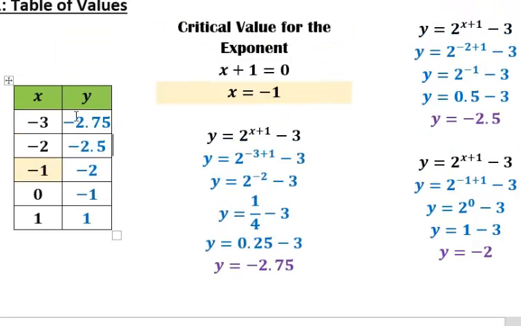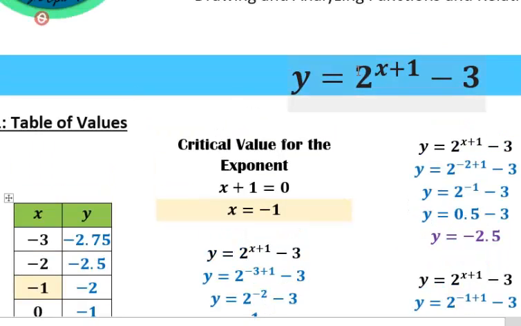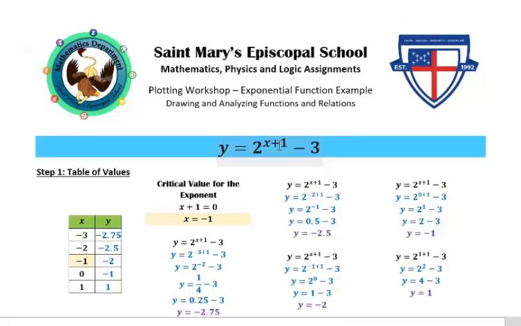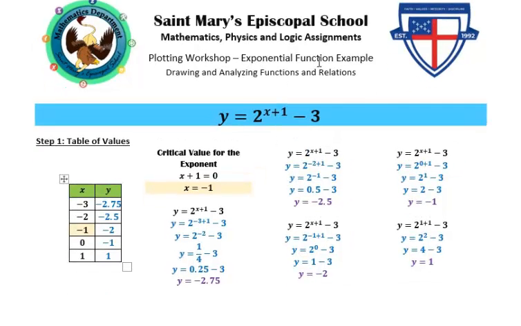Now, these answers give us some ideas that we can get from the formula itself. All exponential functions have a horizontal asymptote, so it is important to identify it. How are we going to do that? The horizontal asymptote is always equal to the number that is outside. The number that is outside is minus 3. So that will be the horizontal asymptote.